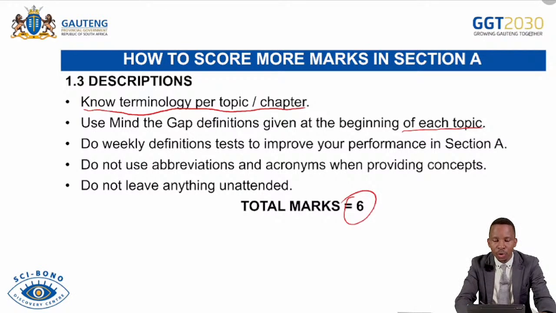And then do not use abbreviations and acronyms when providing concepts. Like I said before, they are not allowed. Abbreviations are not taken, acronyms are not taken. You will be wrong. Even if, let's say, the definition is for GDP, you simply say GDP, not saying gross domestic product. You will be wrong by saying GDP, because GDP is not allowed as a part of responses in here. You only have to write the gross domestic product.